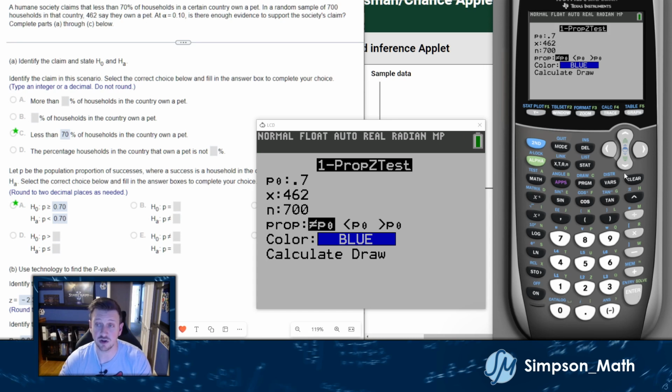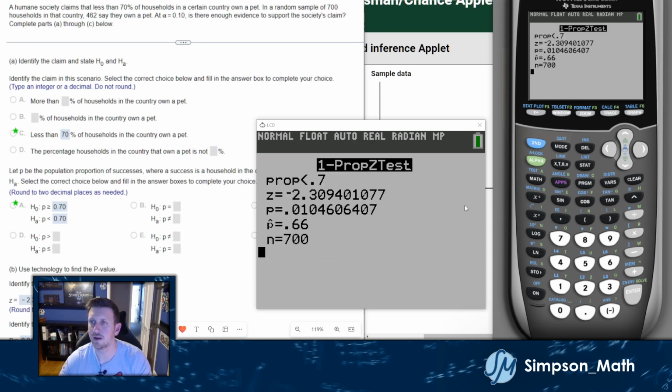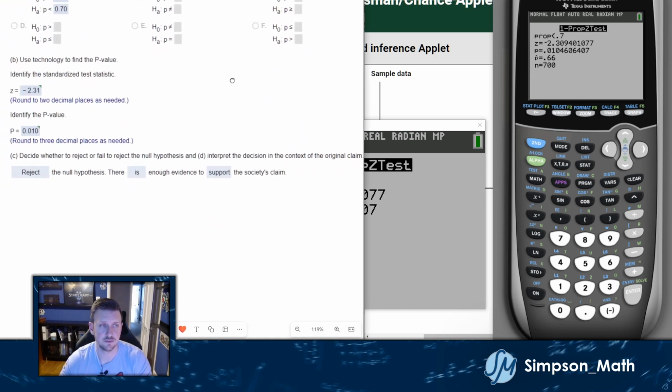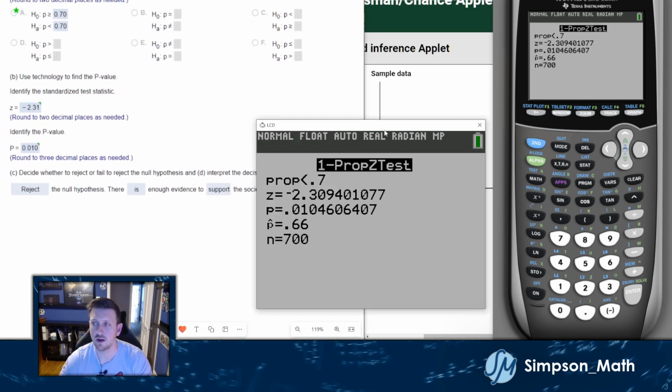But this time my alternative is not a not equal to, it is a less than that we determined. Less than this p null being this p null right here. This p null is the same. And then calculate. Again, this prop is my p null. The proportion is less than 0.7. Here's my z-score. Let me scooch this down. It's above my head. There we go. So this is, here's my z, negative 2.31 right here.